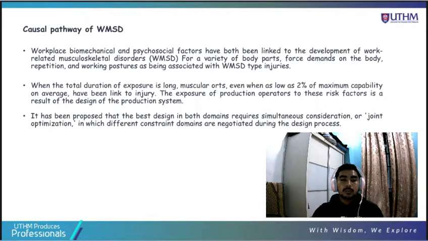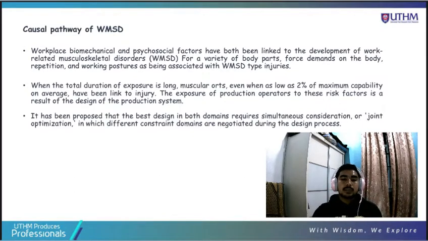Then we proceed to the causal pathway of WMSD. Workplace biomechanical and psychosocial factors have both been linked to the development of work-related musculoskeletal disorders. For a variety of body parts, extensive reviews have identified force demand on the body, repetition, and working posture as being associated with WMSD types of injury.